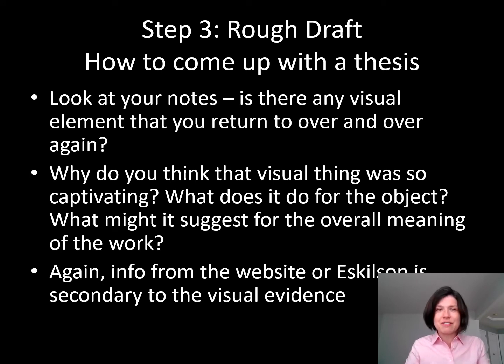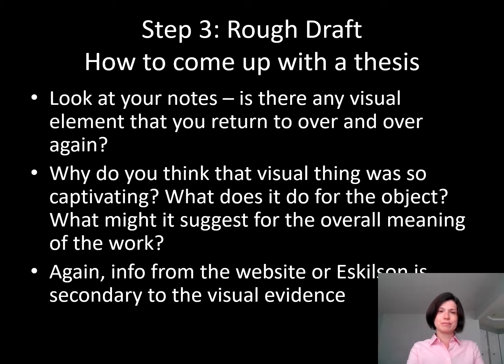So once you've identified the thing that is really catching your attention, think about why does that matter? What does it do for the overall object? What might it mean for the overall meaning of the work? And again, that visual thing is going to be most important. Any information you get from the website or the Eskilsson text is always going to be secondary to that primary visual thing.